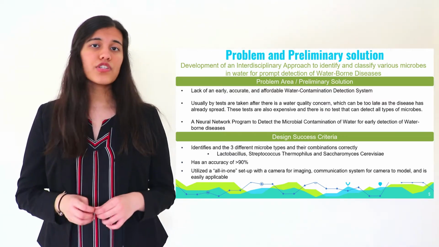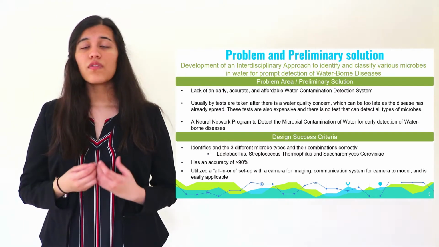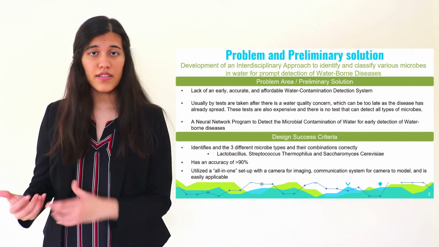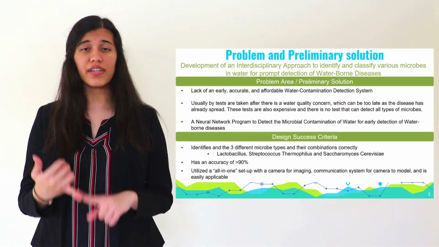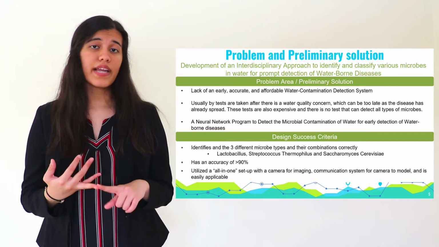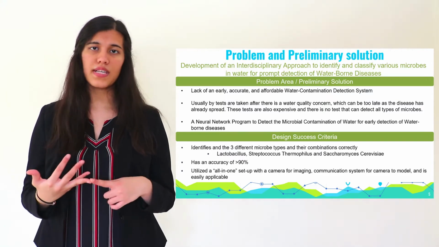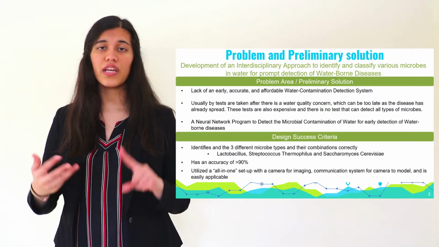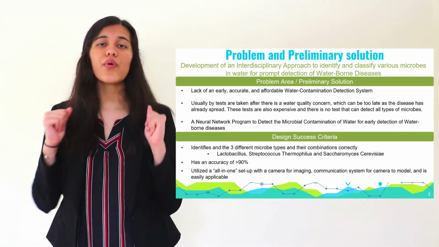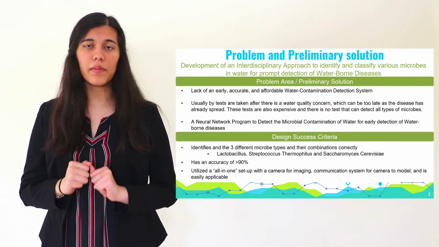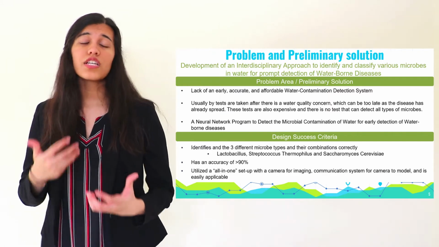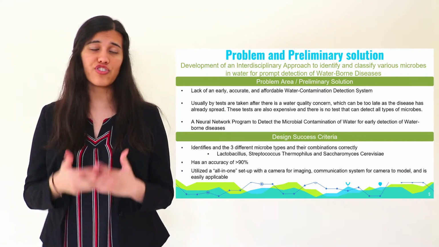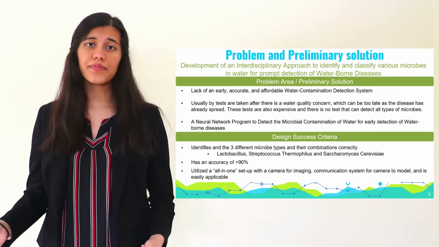I then designed multiple design success criteria for the success of my device. Firstly, I wanted to ensure that my neural network had an accuracy greater than 90%, be able to identify both the type and the presence of any microbial contamination, and have an all-in-one cohesive device that can directly be implemented into water plants and water distribution systems to check for any microbial contamination before it spreads too far.